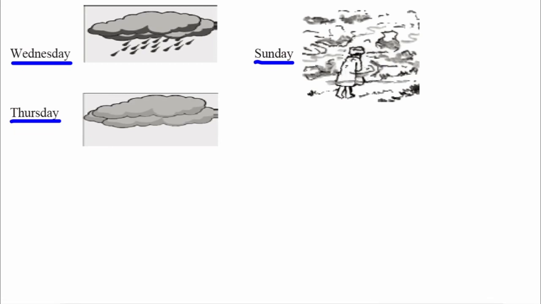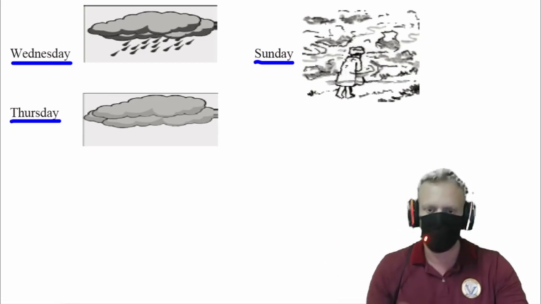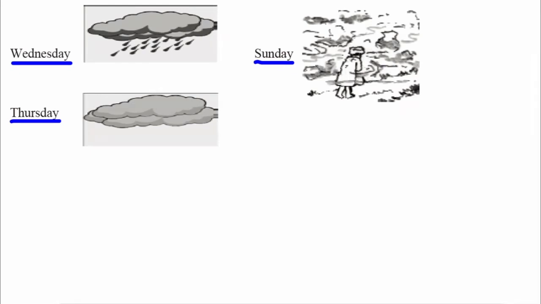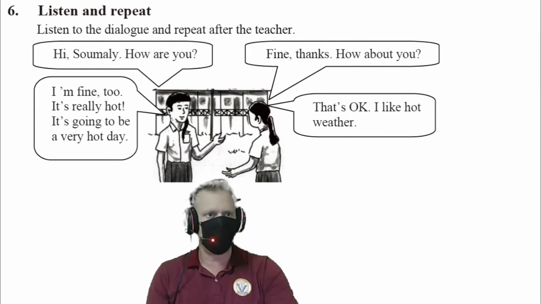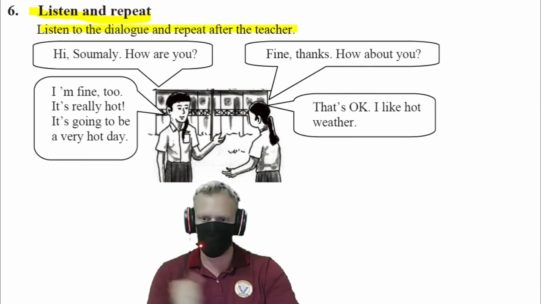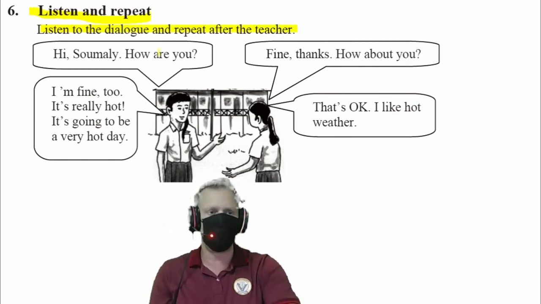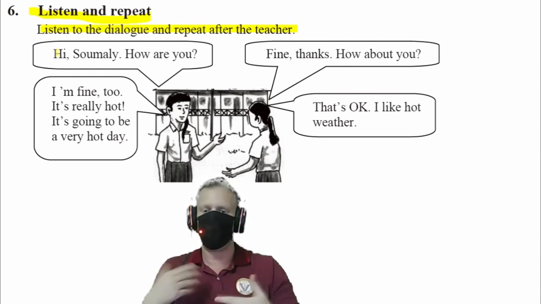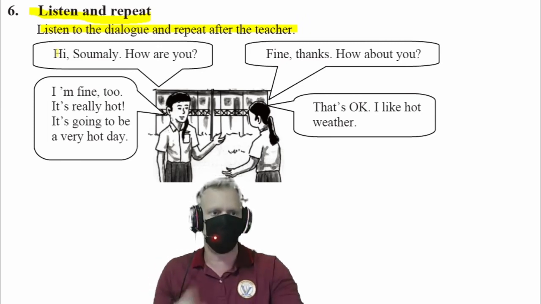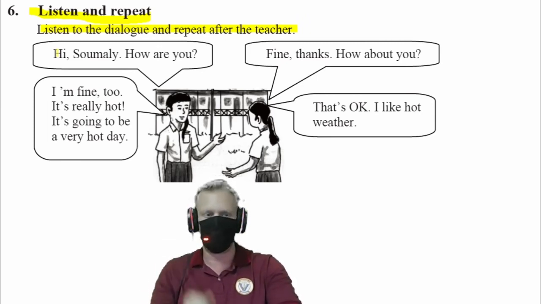Right, let's take a look at number 6. Okay, number 6 is a dialogue. Listen to the dialogue and repeat after the teacher. Okay, so listen and repeat after me. We have two people. One is Sumali, that we know, and they are talking about the weather. Okay, so let's go. Repeat after me.